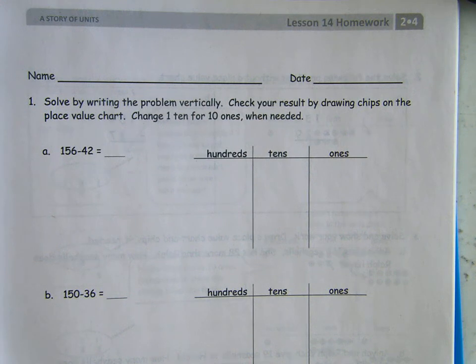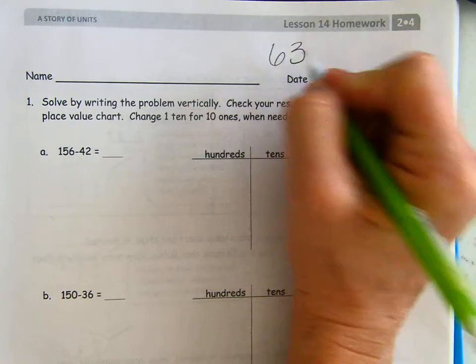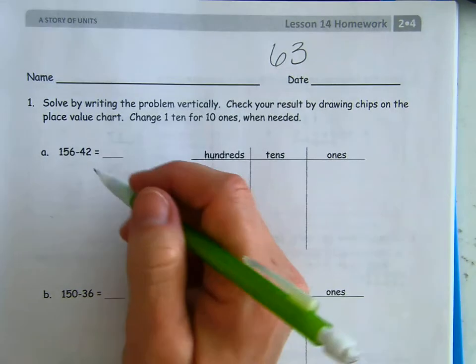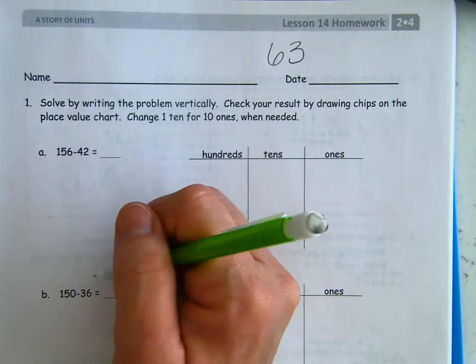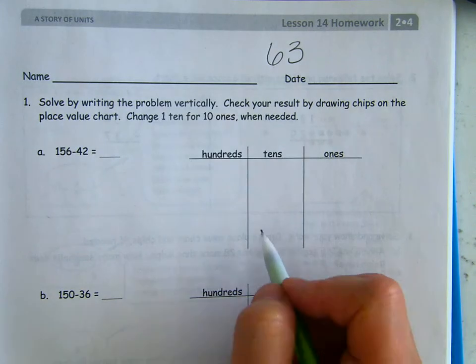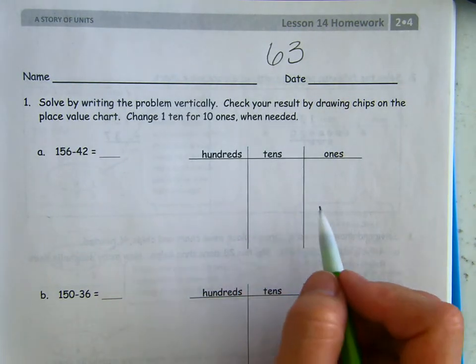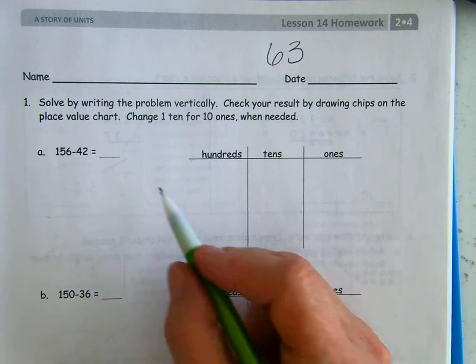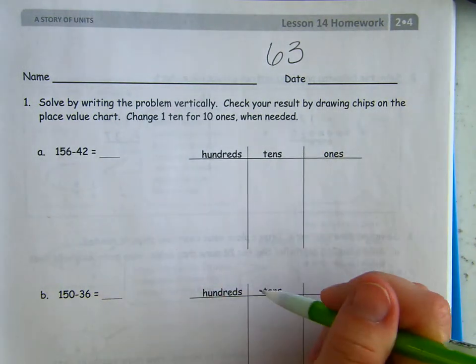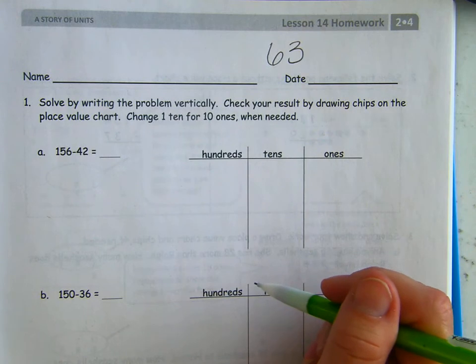Now we're on page 63. Just going to write that up at the top so if you're still looking for it. Page 63, lesson 14. We're going to do this like we worked on in class. Now, one of the things they're saying is to solve the problem vertically and then check your work with the chips. If you don't need to draw the chips, and you can do it all vertically, then the chips is just a way of making sure you did your work right.